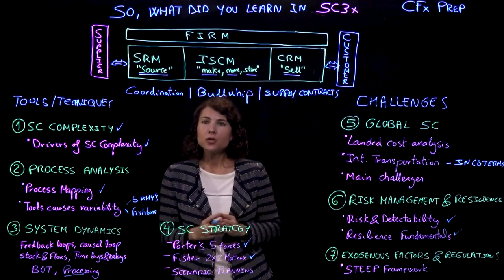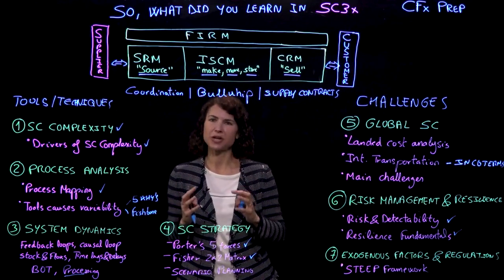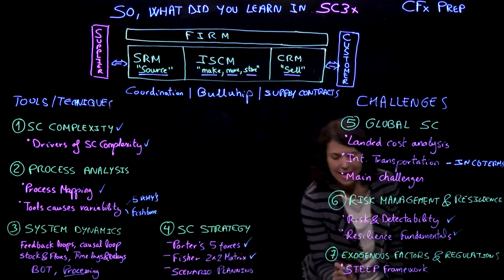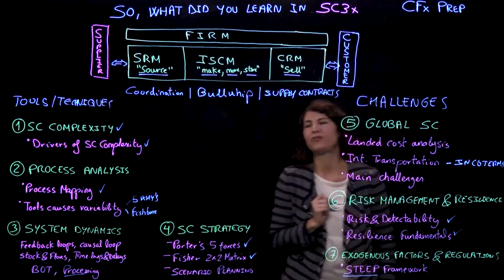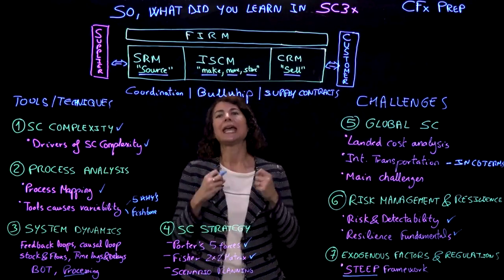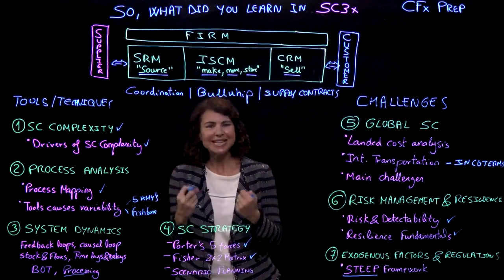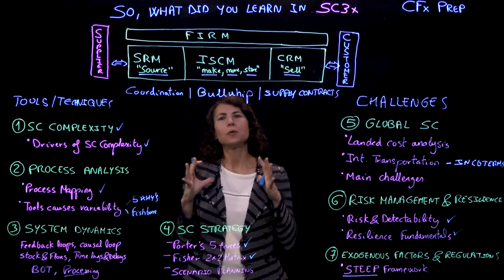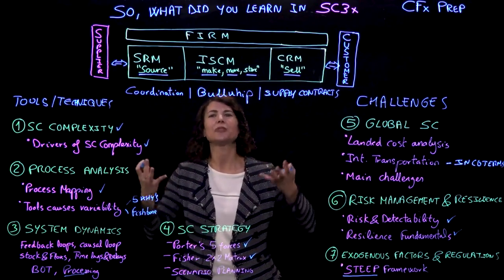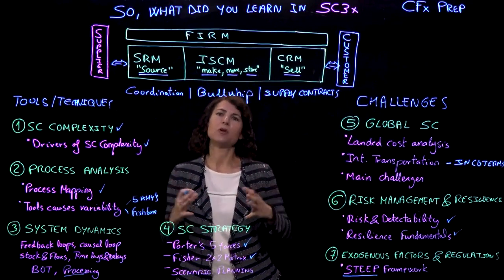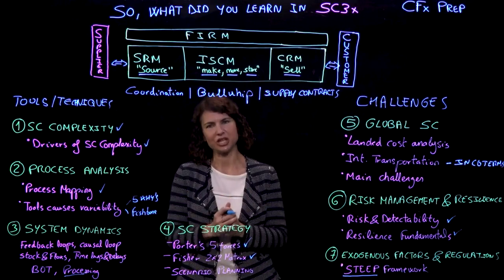And at the end of the course, we went through the exogenous factors and regulations. And here we introduced the STEEP framework. This is the social, technological, economic, environmental, and political framework. This framework helps us to analyze these different impacts in a supply chain. And we also review the impact of regulations in the supply chain.